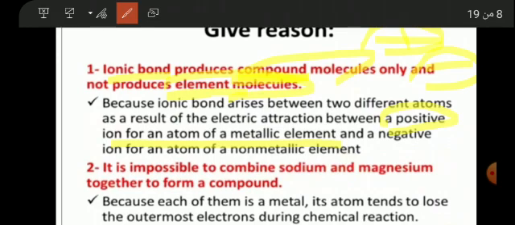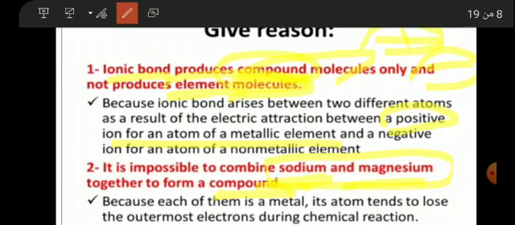Okay, so the compounds must be different. It's impossible to combine sodium and magnesium together to form a compound. It's very difficult to form a compound of sodium and magnesium. You can have a compound of sodium and chlorine atoms, or a compound of magnesium and oxygen together, but it's difficult to form a compound of sodium and magnesium.